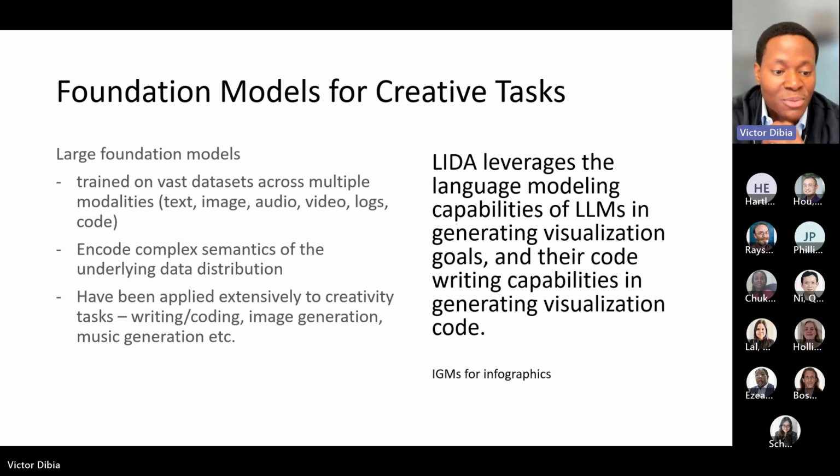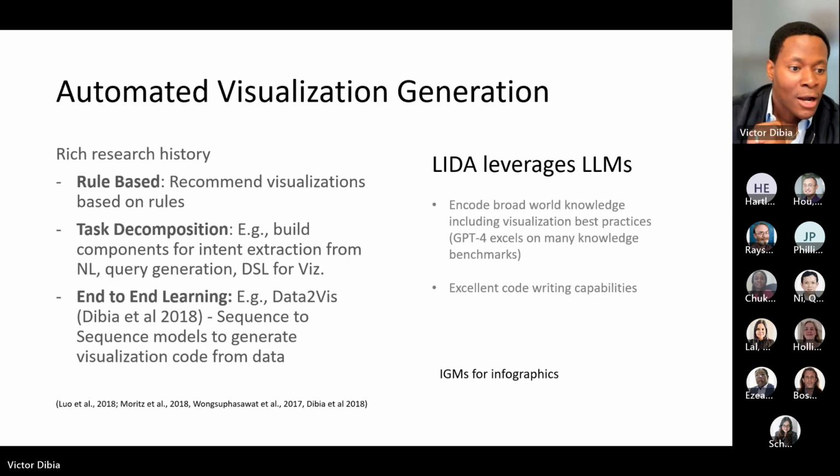And so in this case, we use GPT 3.5 and GPT 4, and we use that to take advantage of its code writing and language modeling capabilities across different modules in LIDA. Another set of related works has to do with automated visualization generation or visualization recommendation. And we can categorize them into three high-level areas. For example, rule-based approaches: there are a bunch of rules, we extract properties of data sets, and then we try to match that with some of these rules and figure out visualizations that might make sense.